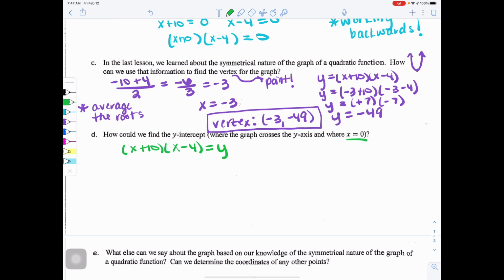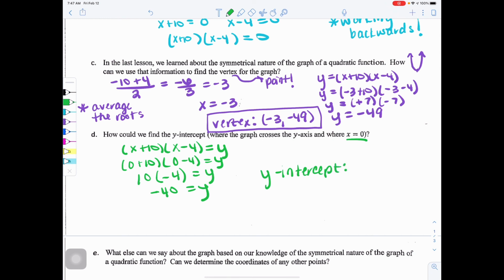We know that x is 0 because we're on the y-axis. So I'm going to put a 0 in x's spot. 0 plus 10 would be 10. 0 take away 4 would be negative 4. So that means negative 40 is our y value. So that tells me that our y-intercept is an x-coordinate of 0 and a y-coordinate of negative 40.